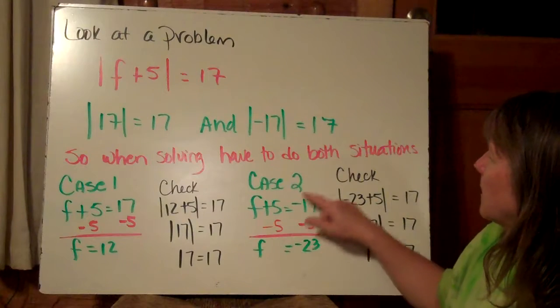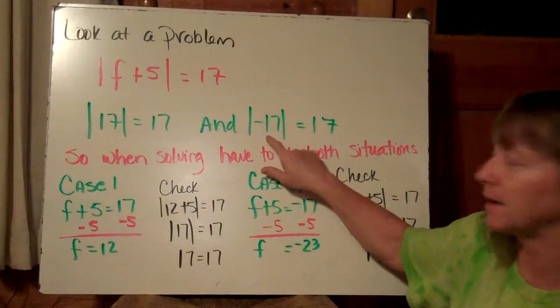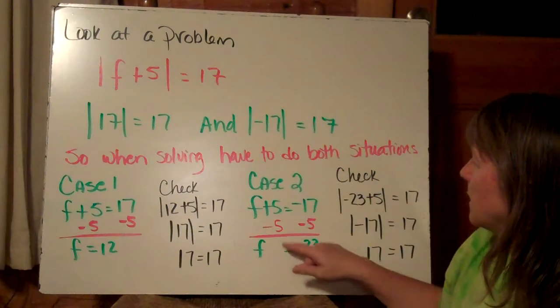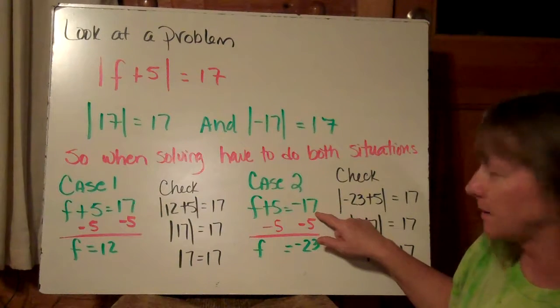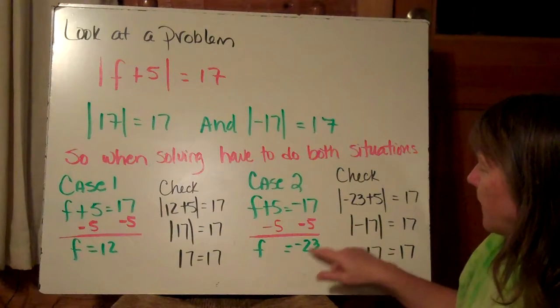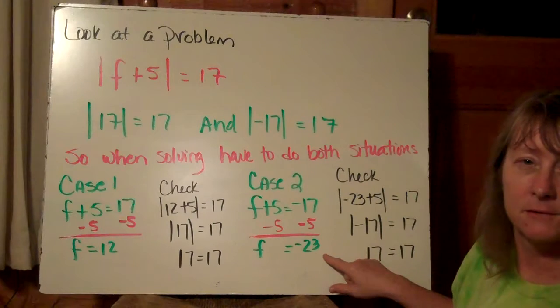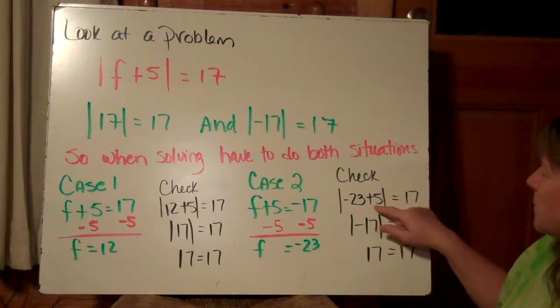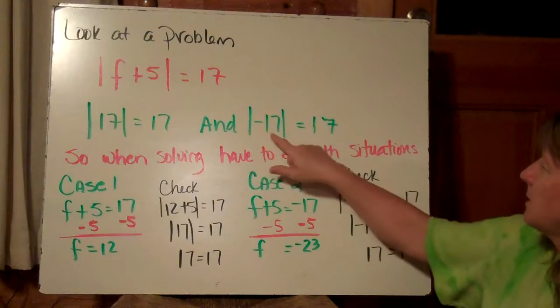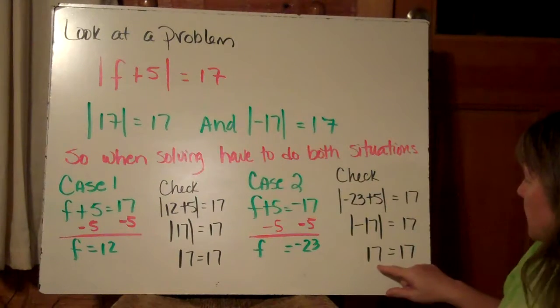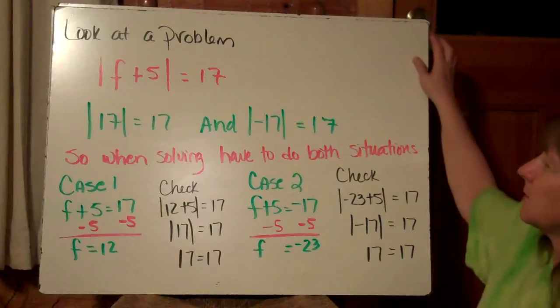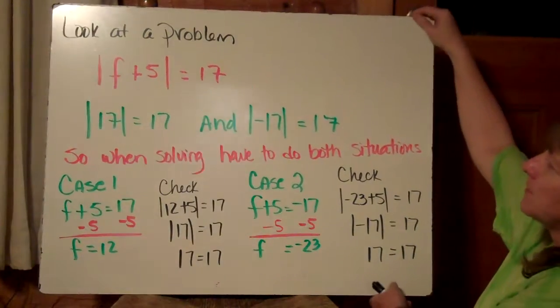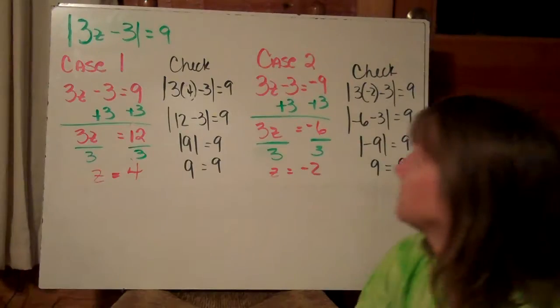Case 2, we're looking for this answer inside the absolute value. So we set this up to equal -17. Subtract 5, and we get f equals -23. If we check this, you see -23 plus 5 gives you a -17. And the answer is 17 equals 17. So each time you have to set up case 1 and case 2.